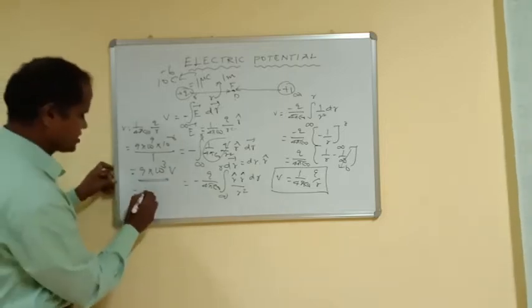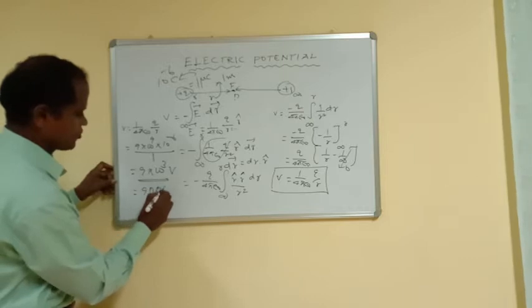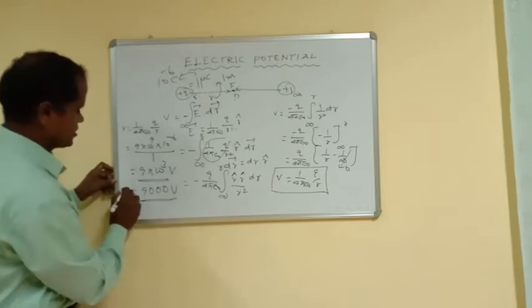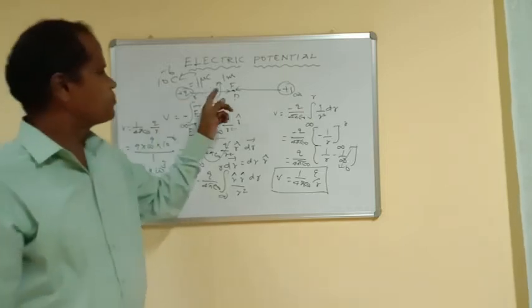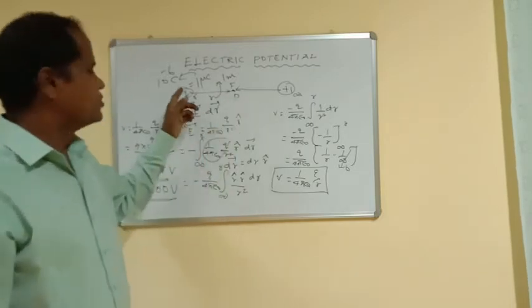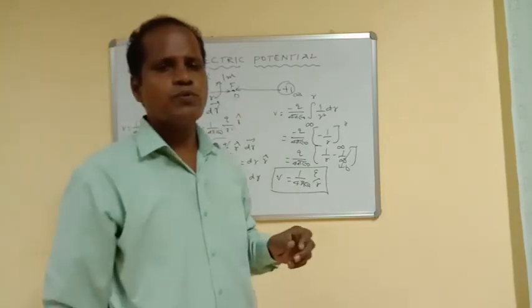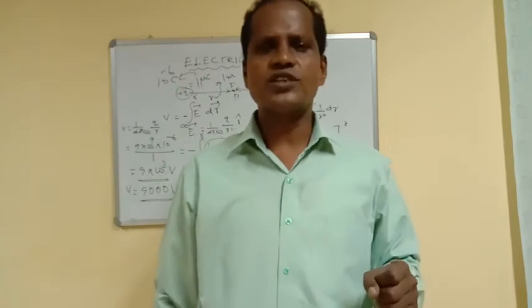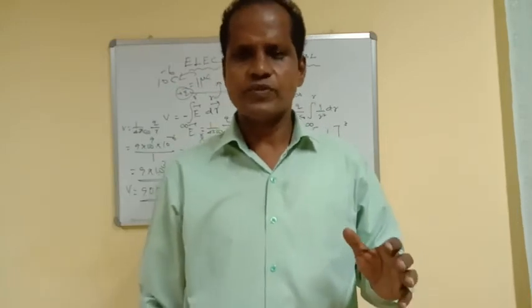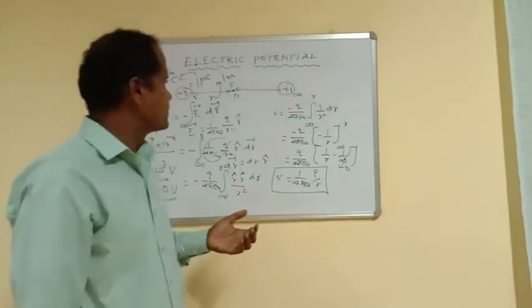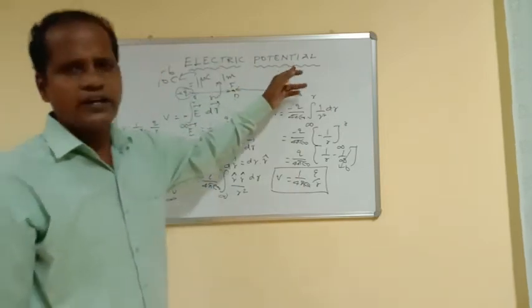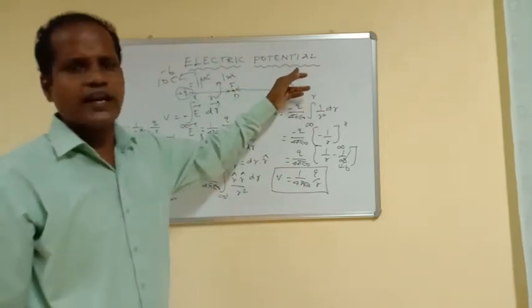Or you can write 9000 volt. Okay, so this is the electric potential at a point due to a charge of 1 microcoulomb at a distance of 1 meter. Next, we are going to see the electric potential at a point due to an electric dipole.